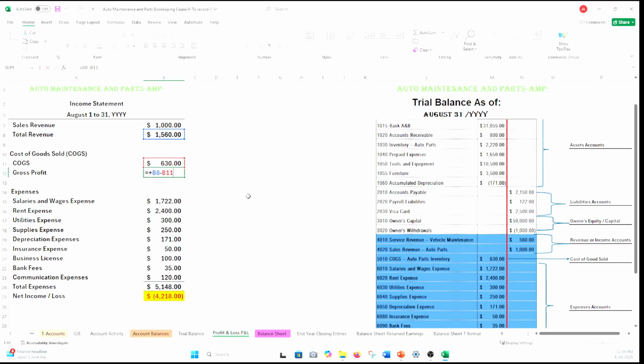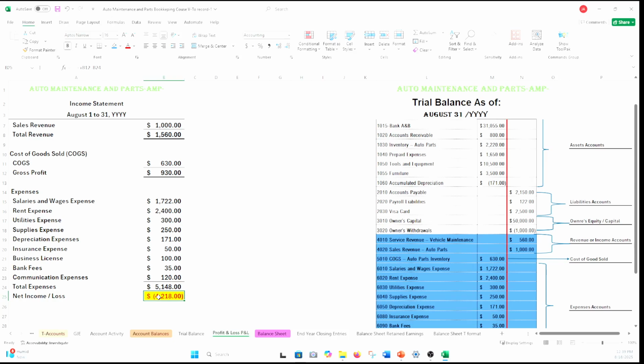So we are going to hit this total here, which is going to be the gross profit because we already deduct the cost of goods sold minus total expenses. Okay, so that's what it is. And based on this exercise, we lost $4,218.